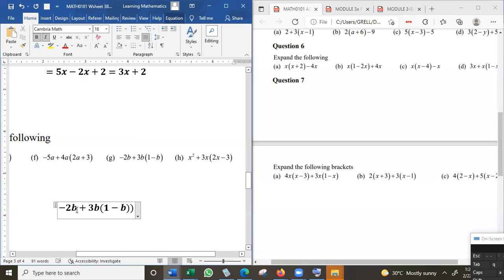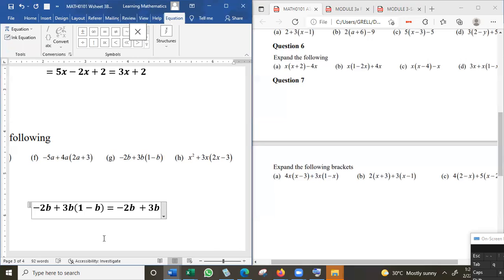Okay, so it is with the 3b we have to multiply, because it is not stuck to the bracket that we have to multiply by. So we carry along the minus 2b. Okay, minus 2b. But now we're going to multiply by 3b. So it's a plus 3b times 1. And you notice a plus 3b.